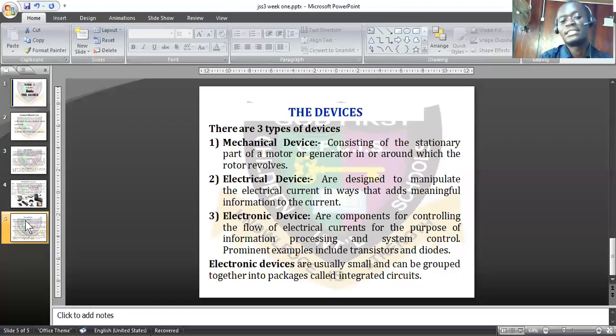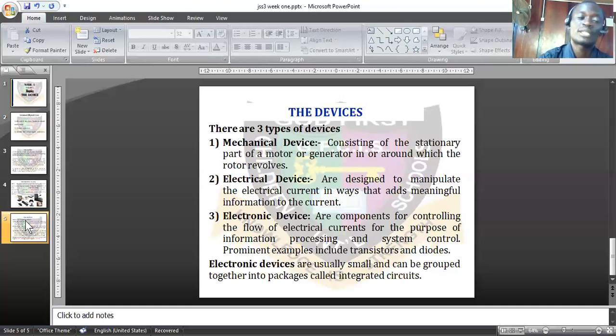Then three, the electronic device, which is quite common, are components for controlling the flow of electric current for the purpose of information processing and system control. Prominent examples involve your transistor and diode.